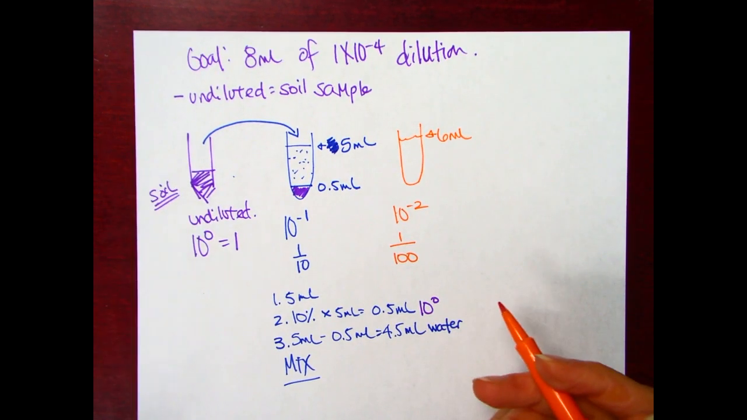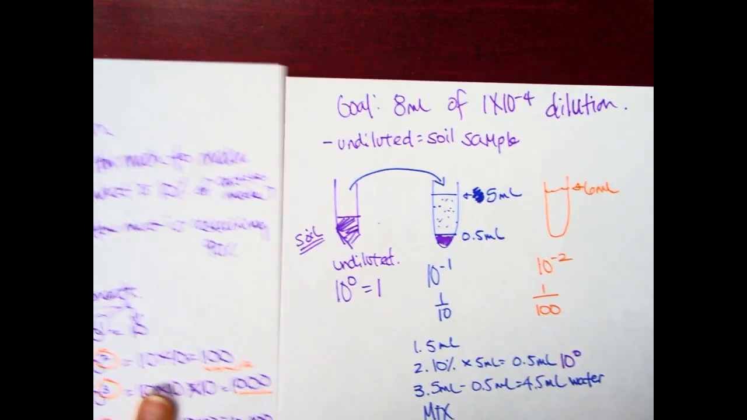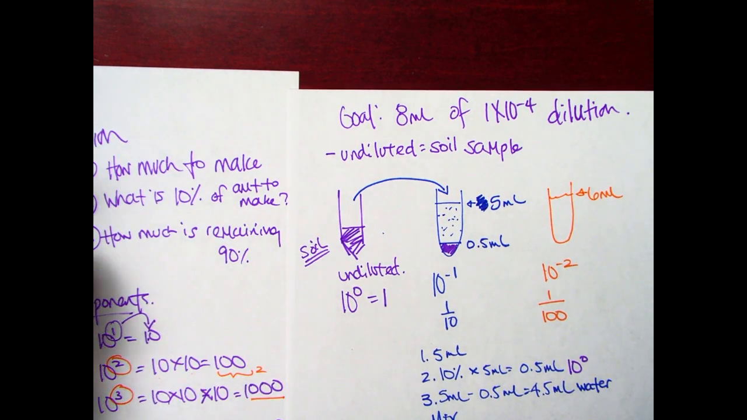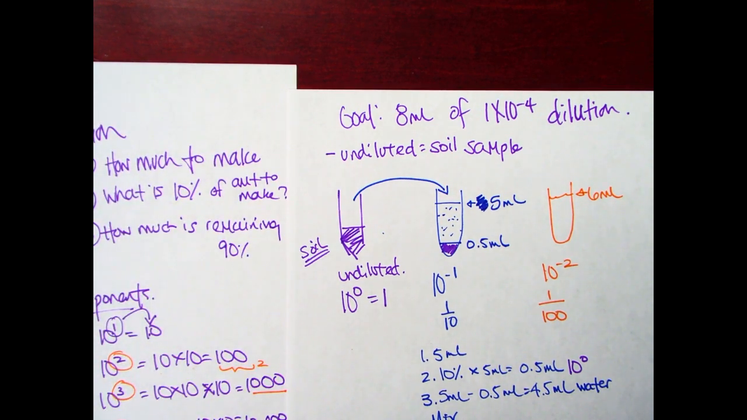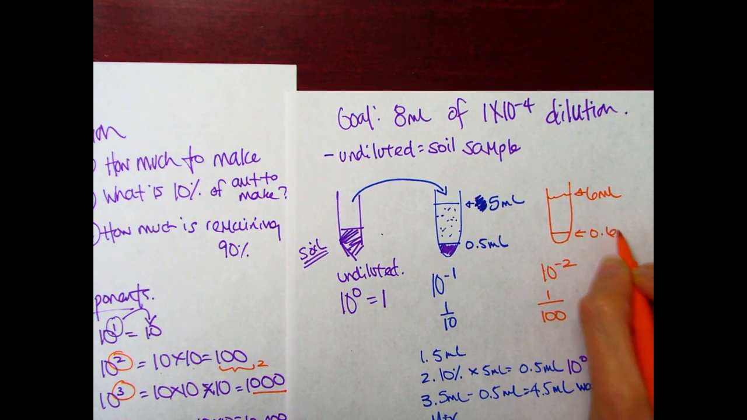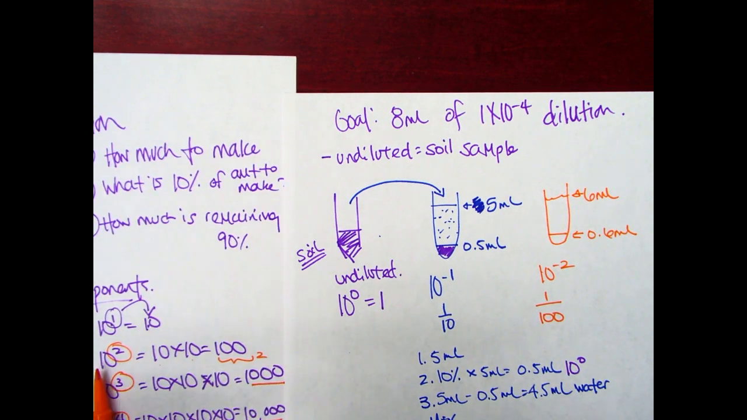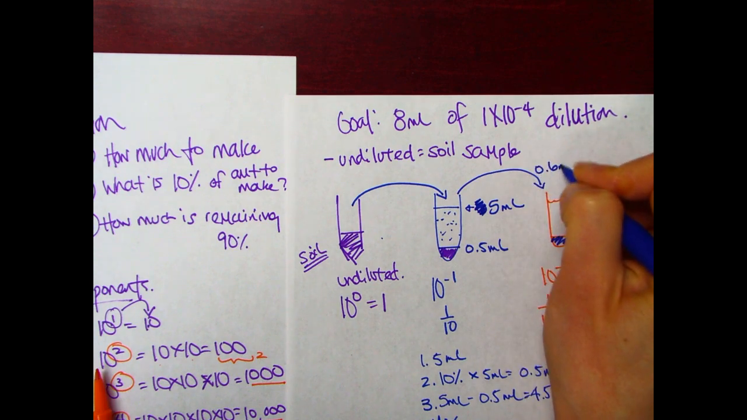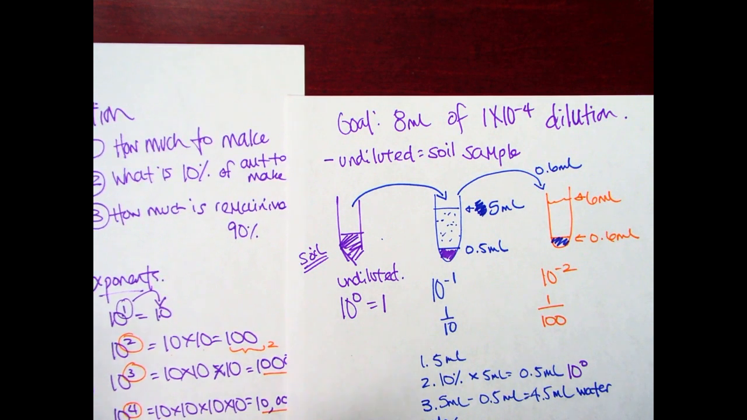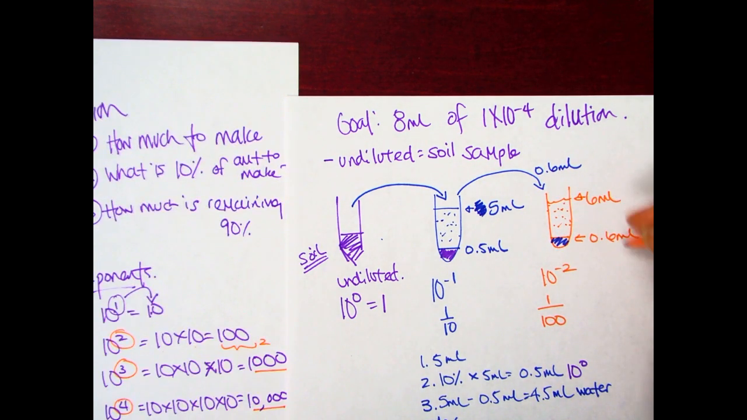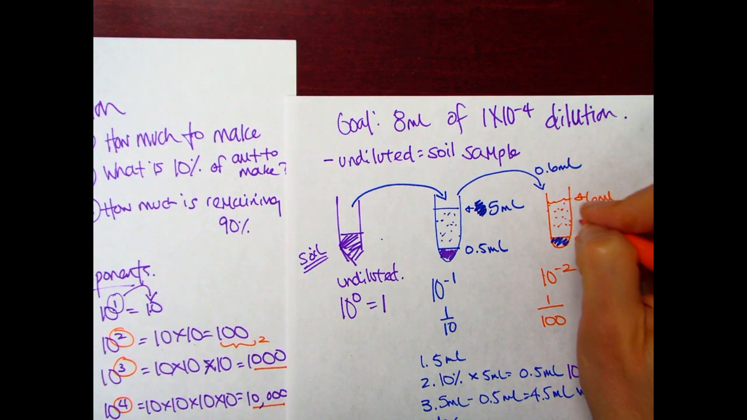So our first question is, how much do we want to make? 6 mils. What is 10% of 6 mils? No problem. That is very obviously 0.6 mils. So we're going to move over 0.6 mils from the previous tube. And then how much is the remaining 90% that we're going to make water? Well, it's 6 minus 0.6, which is 5.4 mils of water.